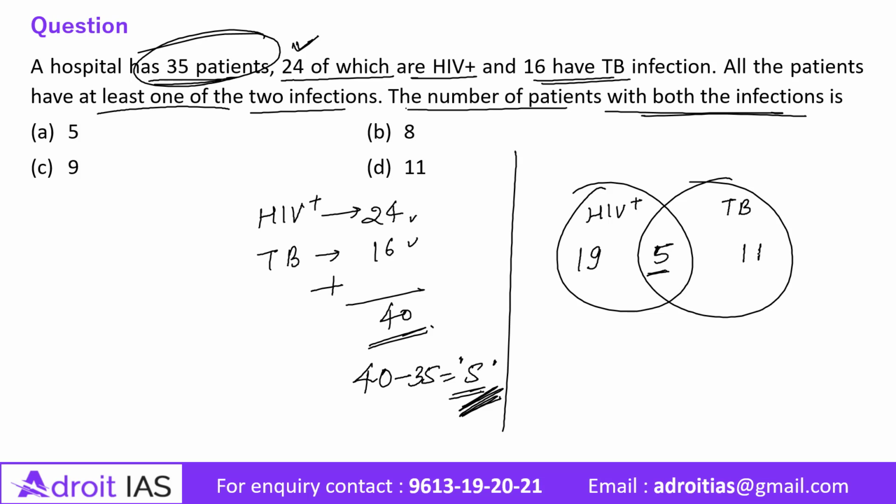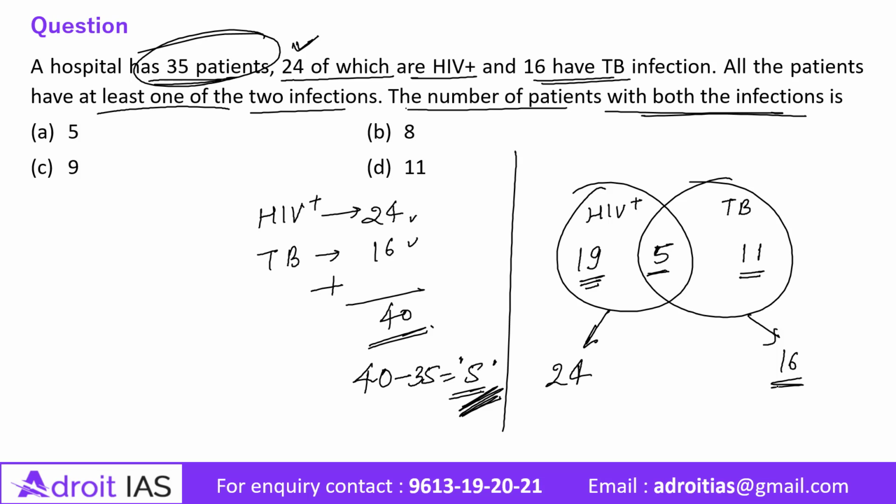So actually this is the case. This is the breakup of those students: 19 have only HIV, 11 have only TB, and 5 have both the infections, right, everybody? So this is like 24 cases of HIV and 16 cases of TB. Clear?